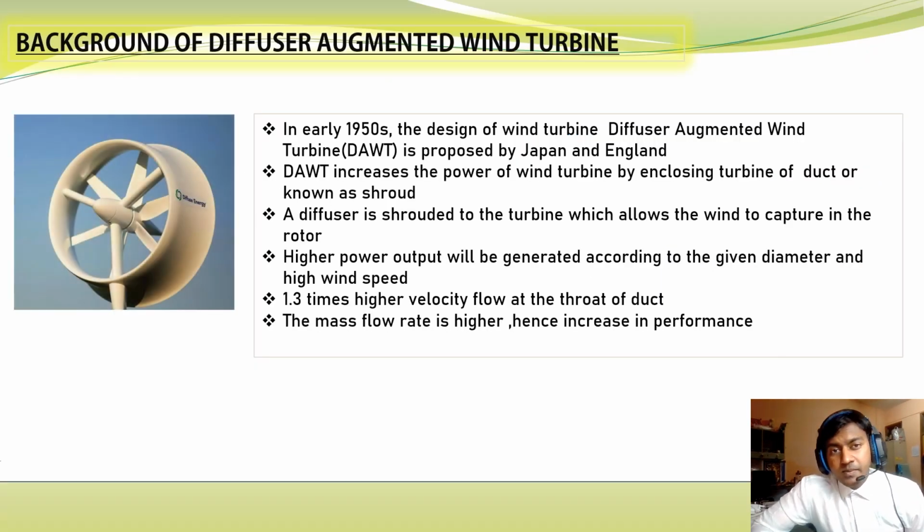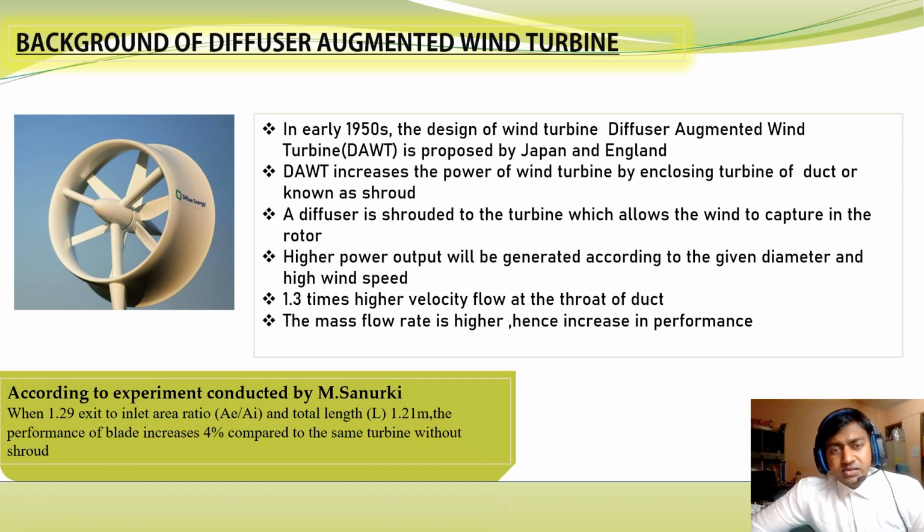The diffuser augmented wind turbine was actually proposed in the early 1950s by the Japanese as well as the British. This is the diffuser augmented wind turbine. The purpose of it is to increase the power output by connecting a diffuser to the blade turbine. Since there's a diffuser there, it allows capturing more wind in the rotor. Hence a higher power output is generated for the given diameter.